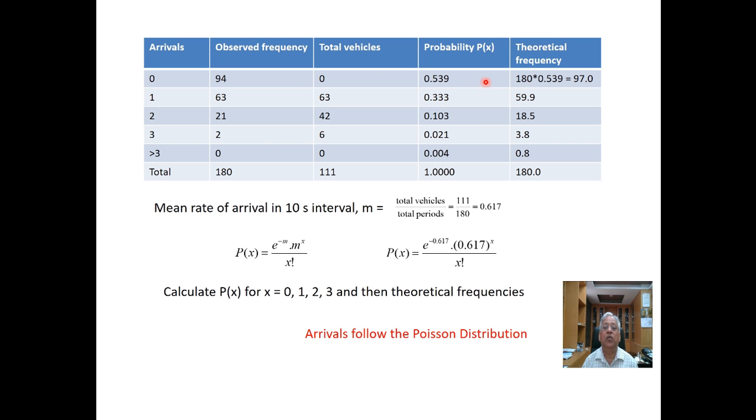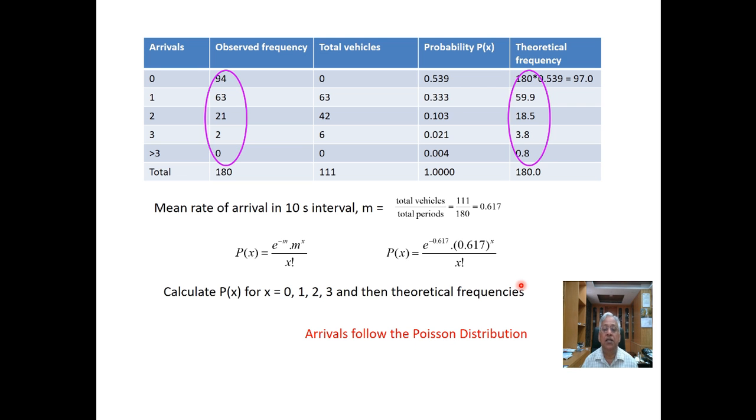180 multiplied by 0.539 gives you 97. 0.333 multiplied by 180 gives you 59.9 and so on. Now, if you compare these theoretical frequencies with the observed frequency, you will find that there is a good match: 94 against 97, 63 against 60, 21 against almost 19, and 2 against 4. So we can say that the arrival follows the Poisson distribution.